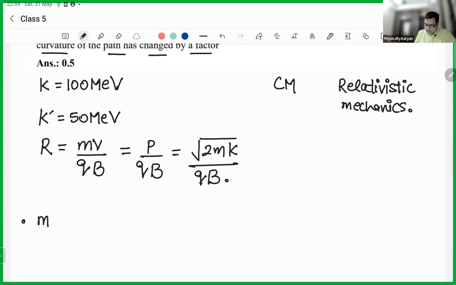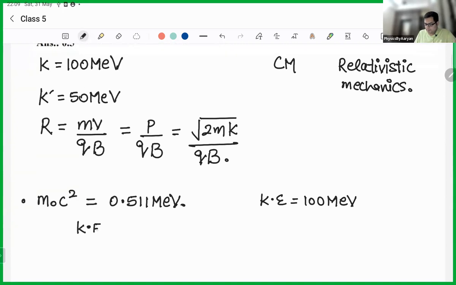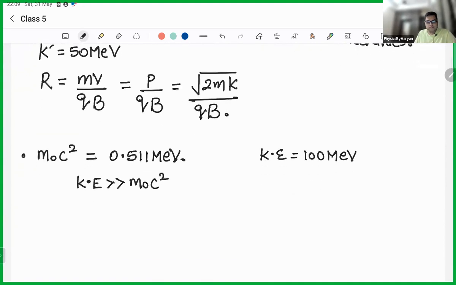What is the rest mass energy of the electron? It is 0.511 mega electron volt. And the kinetic energy in this case is 100 mega electron volt. So obviously the kinetic energy is much greater than the rest mass energy.